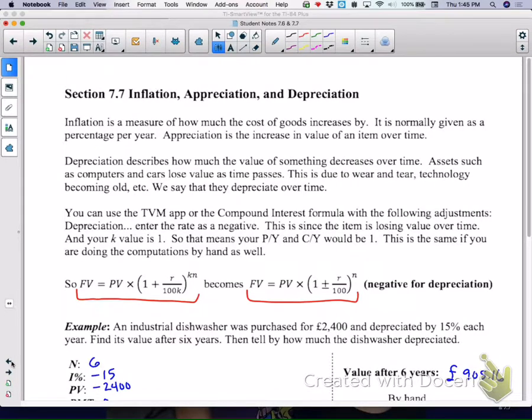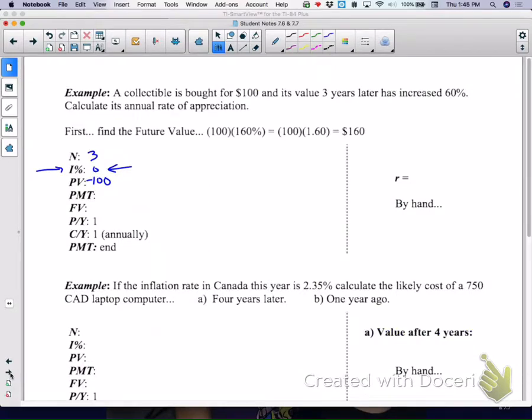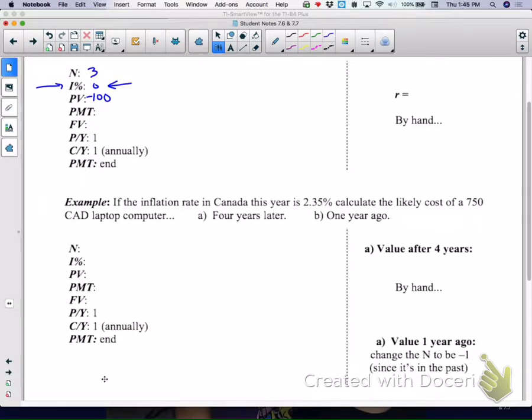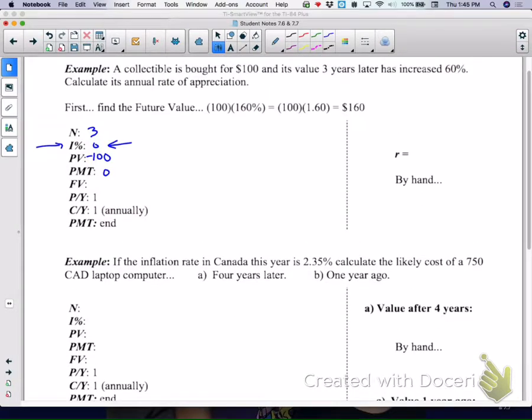Sorry, I just wanted to check here real quick on the last one. I want to make sure that I remember to put a negative on the last one there. Present value is always going to be negative. Payment, no payment. Future value, okay, so $100 increased 60%. Now this one should be pretty obvious that you're not going to multiply by 60 because if you do, you end up with 60. And the price should go up. So if it's increasing 60, it's going to be worth 160%. So times 1.6, my future value is 160.